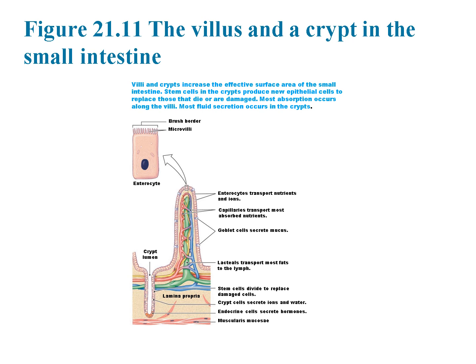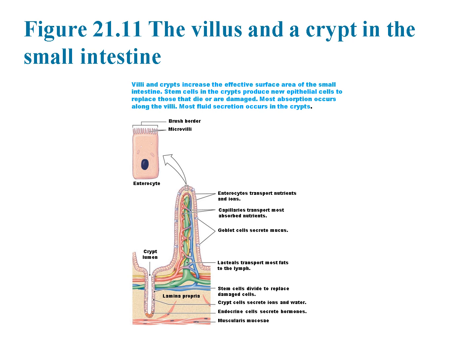Each villus is covered by specialized cells known as enterocytes, which transport nutrients and ions from the digestive tract into the bloodstream. The surface of these cells features microvilli, forming the brush border, which further increases absorption capacity and contains enzymes that aid in digestion. Beneath the epithelial layer, capillaries transport most absorbed nutrients, such as carbohydrates and amino acids, into the circulatory system.